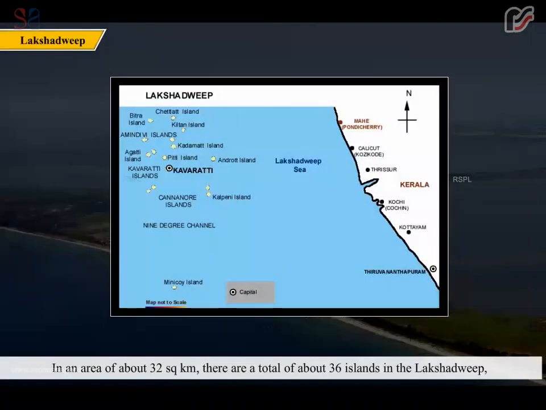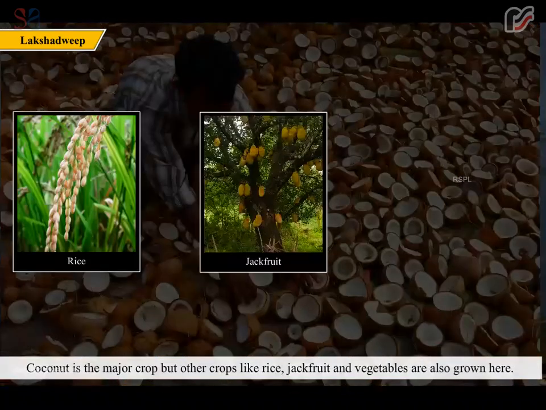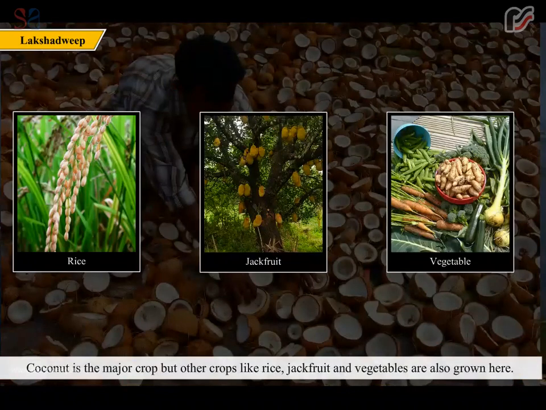In an area of about 32 square kilometers, there are a total of about 36 islands in the Lakshadweep Union Territory of India. The Lakshadweep Islands lie in the Arabian Sea and have been formed from coral deposits near the Kerala coast. This is the smallest Union Territory of India. Kavaratti is the capital. Coconut is the major crop, but other crops like rice, jackfruit and vegetables are also grown here.